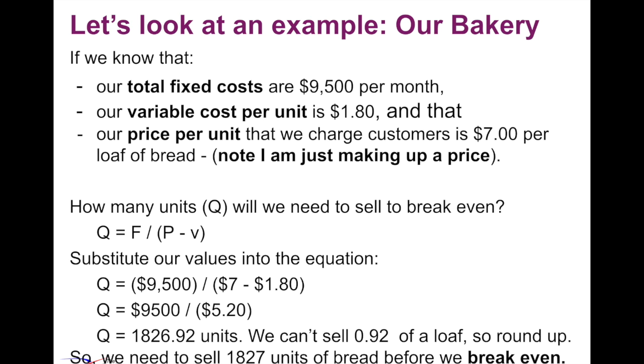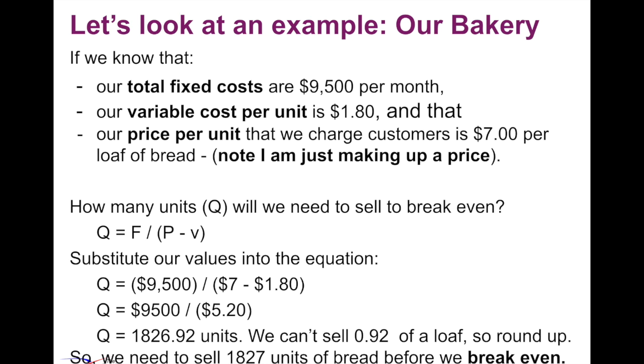1,826.92 units. So what that means is that this bakery, in this example we've been looking at, will have to sell 1,826.92 loaves of bread in order to just break even. They haven't made any profit yet. They're just breaking even. But mathematically, we can't sell 0.92 of a loaf, right? You can't just go to a customer, chop off a piece. Here you go.